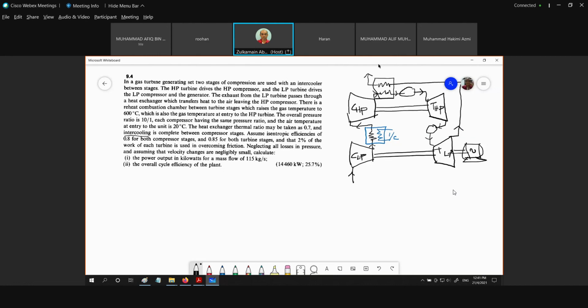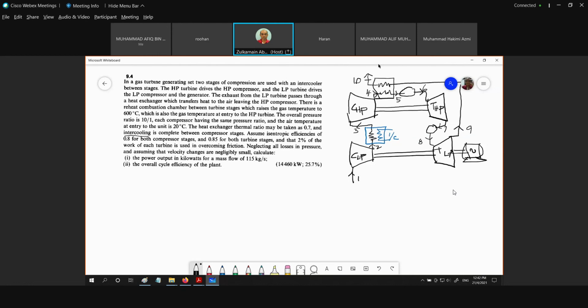So let us look at how many points that we have, how many temperatures that we have. 1, 2, 3, 4, 5, 6, 7, 8, 9, and 10. Same as what we did for the test 2 question.